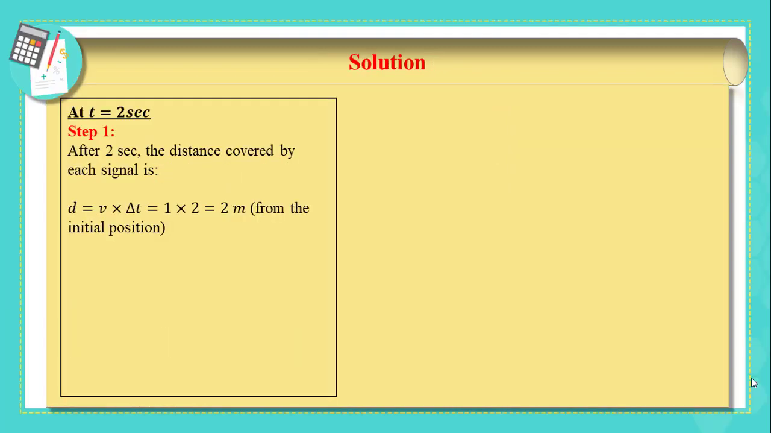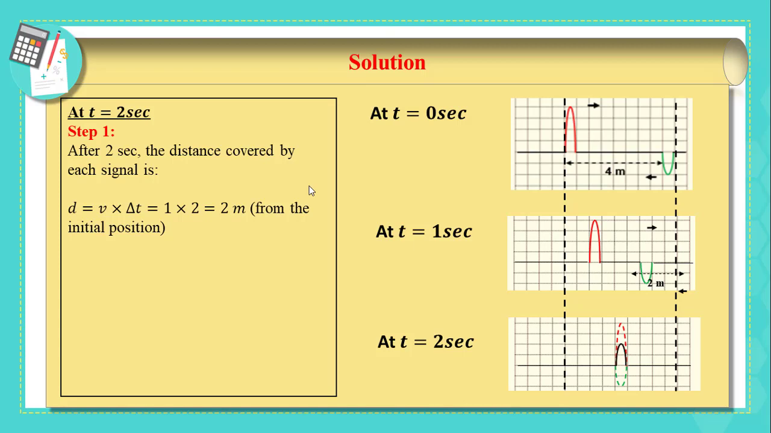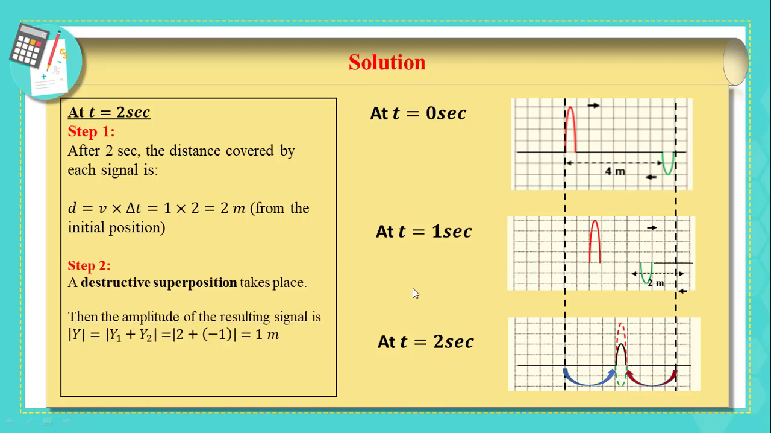At time t is equal to 2 seconds, each signal has moved a distance d is equal to 2 meters. Here we are calculating the distance covered by the wave from t is equal to 0, or from the initial position. These signals have moved 1 meter at time t is equal to 1 second, and then another 1 meter from 1 to 2 seconds. At this instant, the two signals overlap and a destructive superposition takes place because the red signal is a crest and the green signal is a trough. The amplitude of the resulting wave is y is equal to 2 plus minus 1, which is equal to 1 meter.